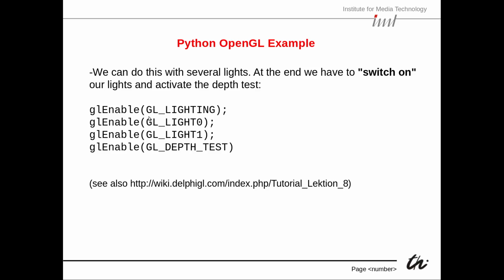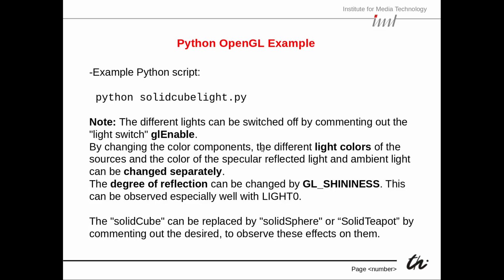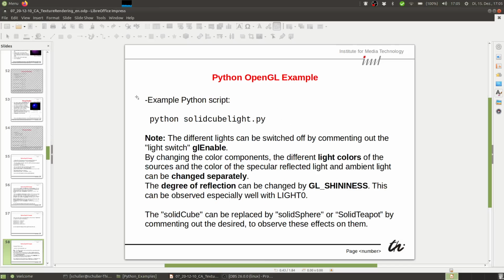And finally, we have to switch on the lights. We do that in OpenGL with GL enable. First, lighting in general, and then we can enable those two different lights. And we can also enable the depth test. So basically the Z buffer. So here's the example. Solid cube light. Let's take a look at it.